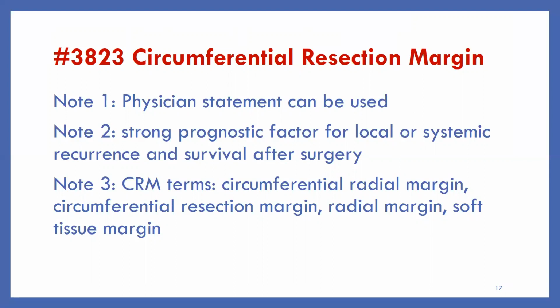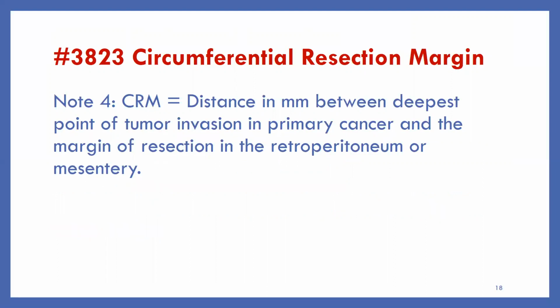So SEER did an audit on this field and revealed some issues with coding this correctly. I've repeated some of the information on several slides just to give you a help and a reminder, and a couple of helpful handouts that possibly will help you get through this. Note 4, we are coding the distance in millimeters between the deepest point of the tumor invasion in the primary cancer and the margin of resection in the retroperitoneum or the mesentery.